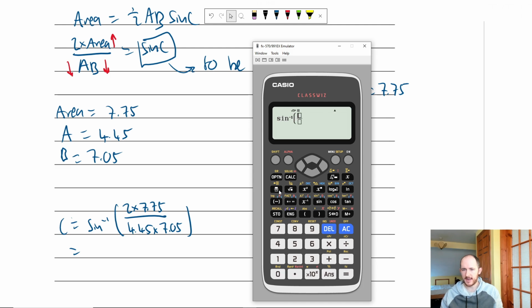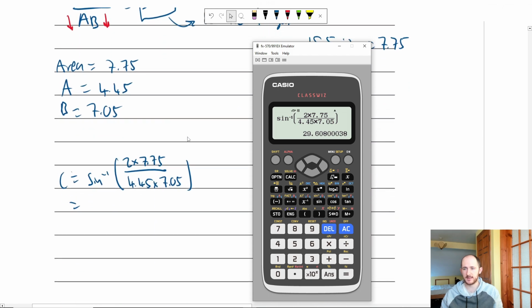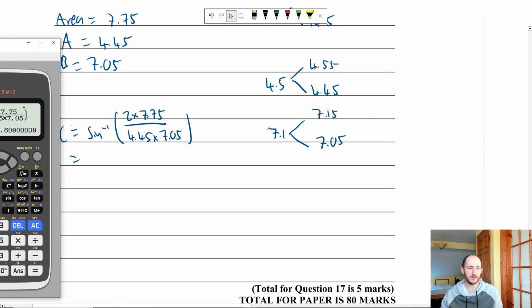Inverse sine, we have 2 times 7.75 over 4.45 multiplied by 7.05. Close the bracket just because it makes me feel good. 29.6 blah blah blah, but it says to 3 decimal places. So that's 29.608 degrees.